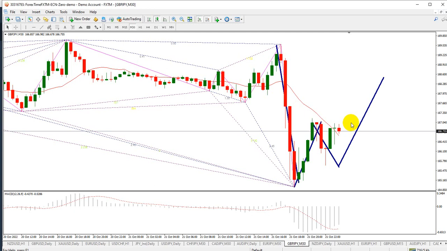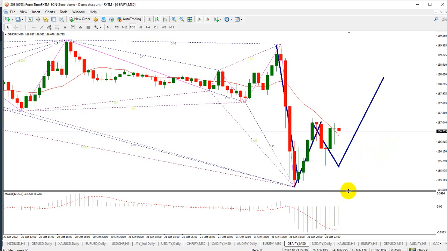All right, so this is just analysis. This is just analysis, not really a signal. Let's get the direction of the market and now know what we want to do with that. Okay, so that's my analysis on GBP JPY.